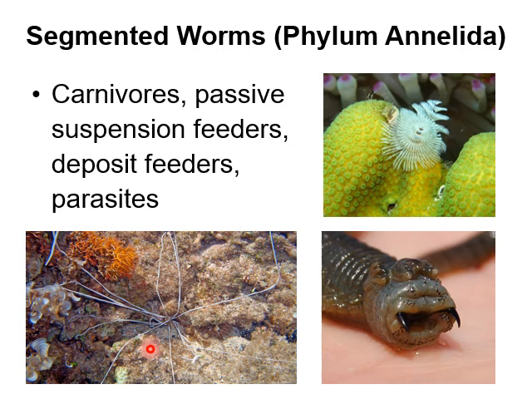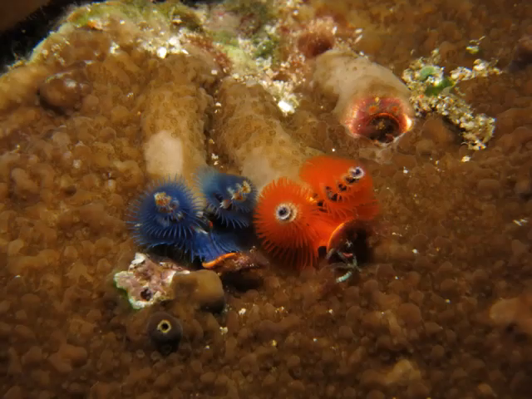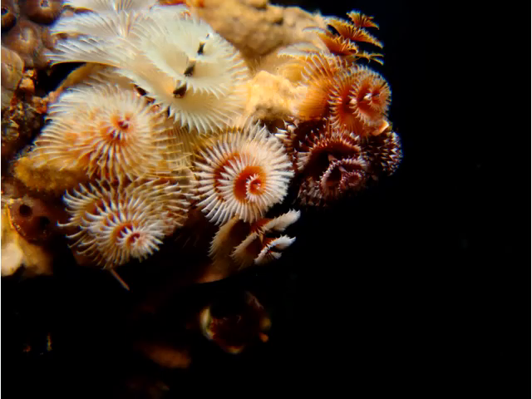Finally, there are some segmented worms that are parasites as well. We'll get to those in a minute. Here's a couple of Christmas tree worms. So again, these are suspension feeders, right? So they put their feathery gills out into the water and wait for particles to drift by that they can eat. These are also Christmas tree worms, again doing the same thing.